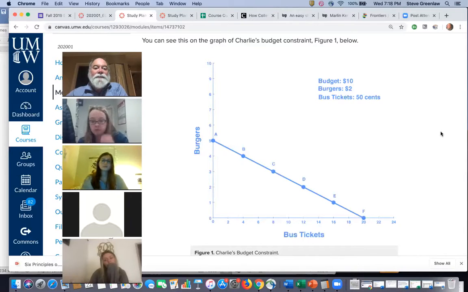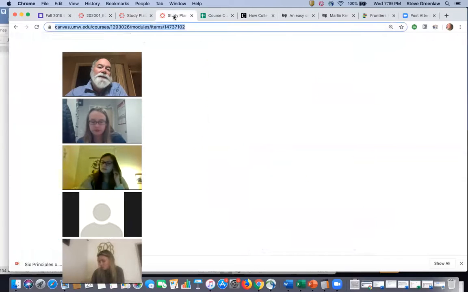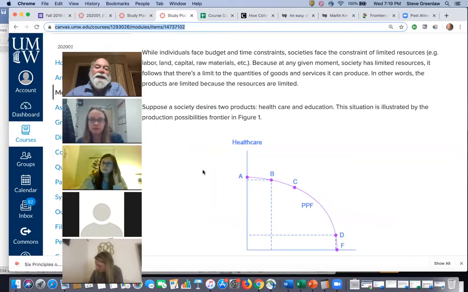Okay, now a production possibilities curve does the same thing in a different scenario. In the budget line scenario, we're deciding what combinations of two goods we as consumers want to buy. With a production possibilities curve, let me jump over to there. It's a very similar scenario.